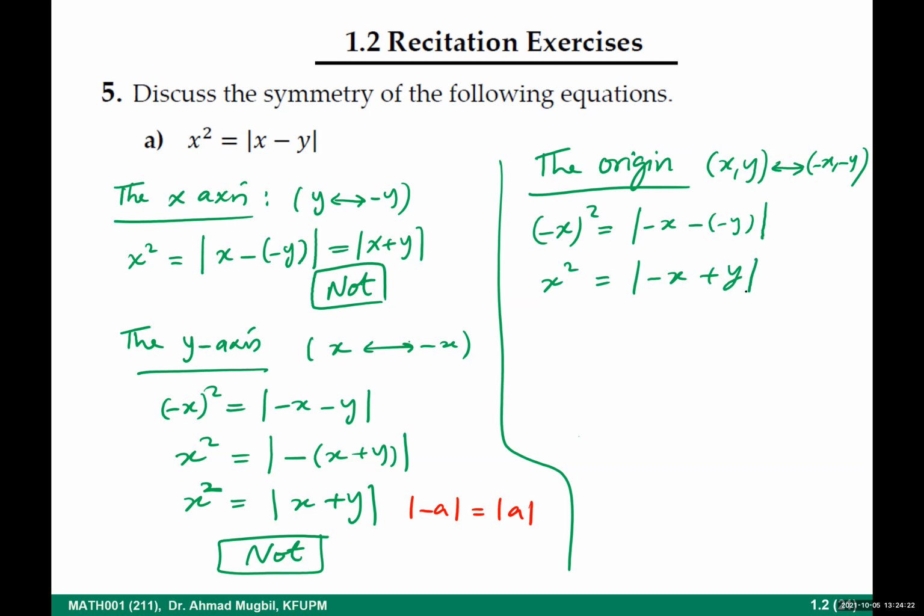Is it equivalent to the original equation? How? Negative x plus y is in fact y minus x. Is that right? It is just y minus x. And this is also the same as the absolute value of x minus y. You know that, Shabab, the absolute value of b minus a is the same as the absolute value of a minus b. So it is equivalent to the original equation. So it is symmetric with respect to the origin.